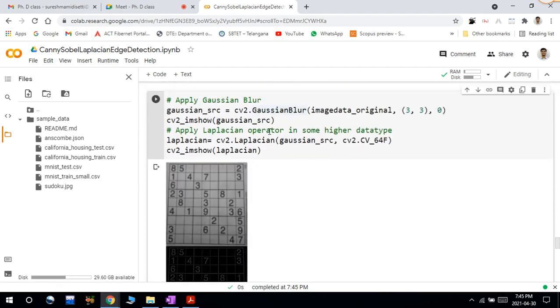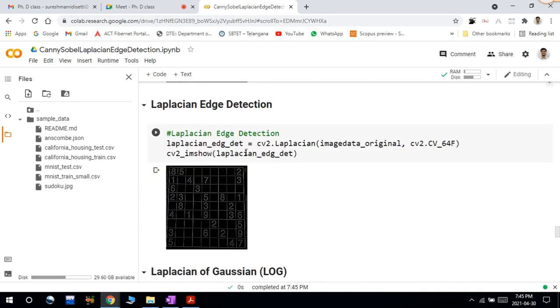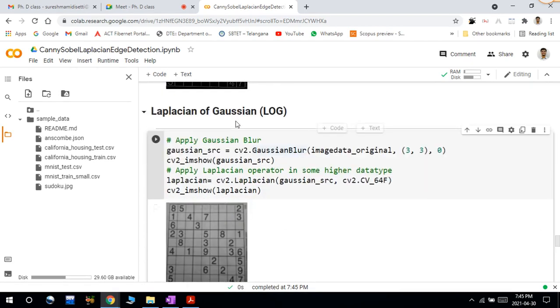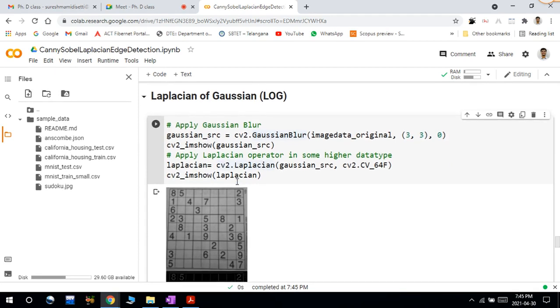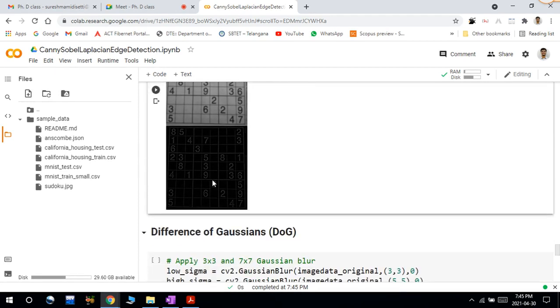So what is the difference between the Laplacian and the Laplacian of Gaussian? In the Laplacian, I find the direct second order derivative on the image itself. But in the Laplacian of Gaussian, I first apply the Gaussian, and later I find the Laplacian LOG operator, which gives this output.